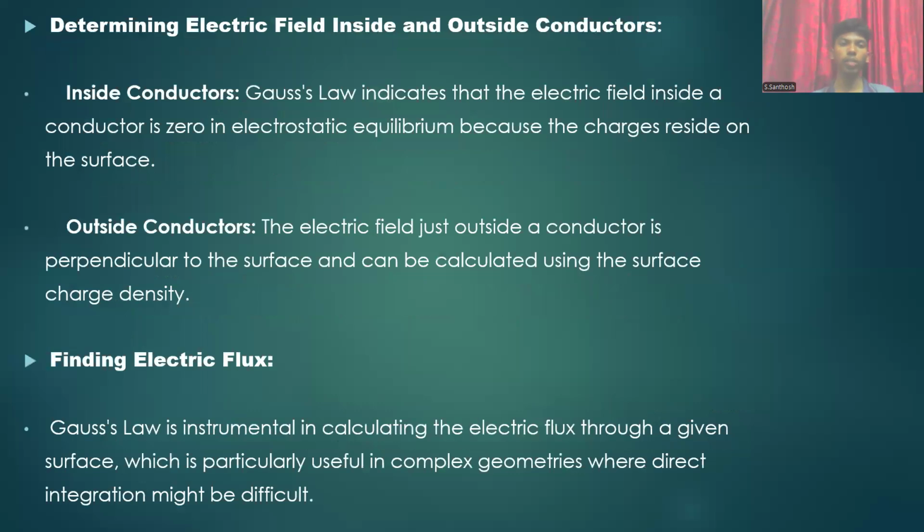So now let's see about determining electric field intensity inside and outside conductors. Inside conductors, Gauss law indicates that the electric field intensity inside the conductor is zero in electrostatic equilibrium because the charges reside on the surface. Outside conductors, the electric field just outside a conductor is perpendicular to the surface and can be calculated using the surface charge density. Now finding electric flux. Gauss law is instrumental in calculating the electric flux through a given surface, which is particularly useful in complex geometries where direct integration might be difficult.